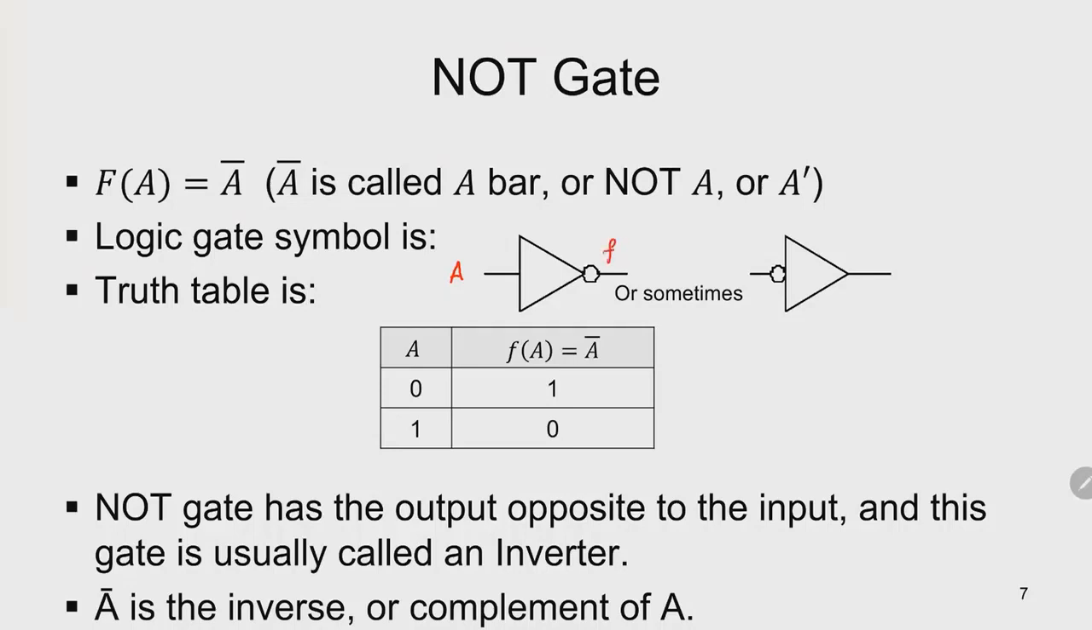So my output, f of a: if I put a 0 as my input, I'll get a 1 at the output. Okay, so I fill up this table. Input a is 0, output f of a will be equal to 1. If I put my input as 1, then my output will be 0. Okay, so those are the two different possibilities of this circuit, and this is called our truth table.